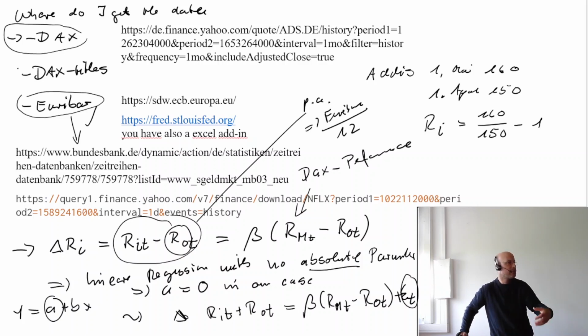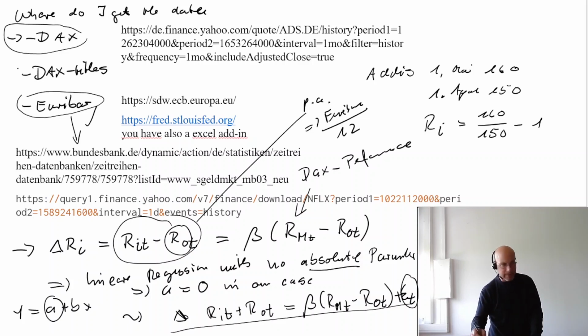So maybe you can try to do it for one security. Just look how far you will come if you try it. And this we will then do together, and then we will calculate all 40 betas for all single securities of the DAX. Okay. Then let's stop this one.